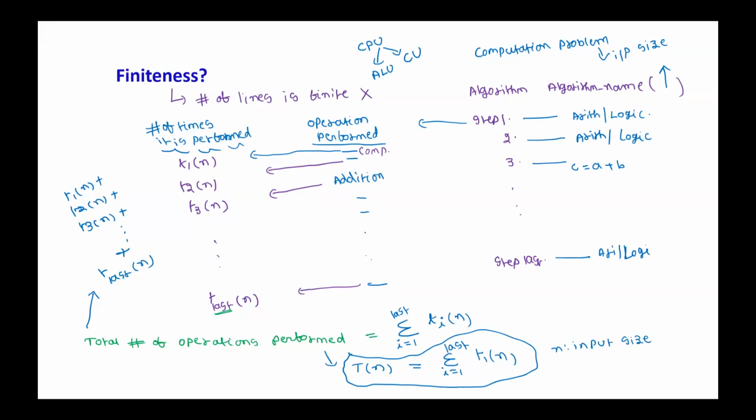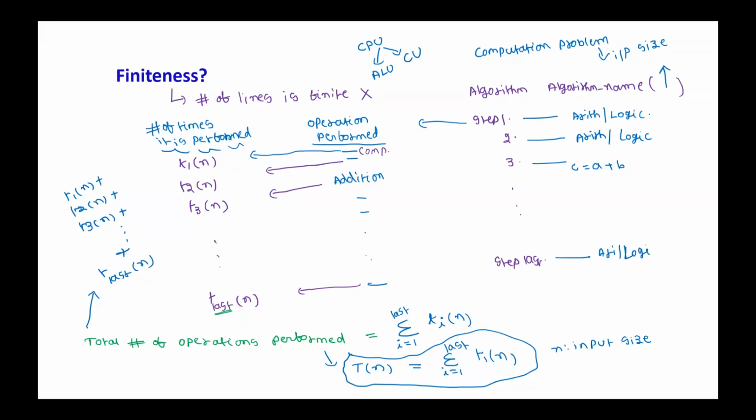Is that clear? So in any algorithm, we have different steps. In each step, some operation will be performed. So you write down what operation is performed and how many times it is performed. Like that for each and every step, then take the summation over all steps. Then we get the total number of operations performed in our algorithm when n is input size. I have taken one parameter, so n is input size.